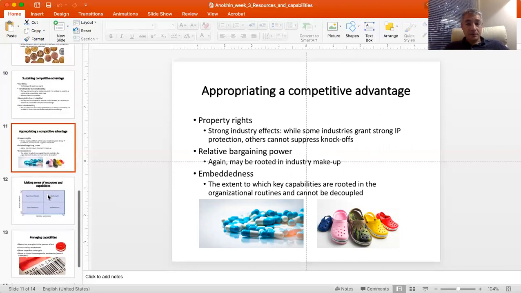And there are several things that contribute to the appropriability of your competitive advantage. Some of them have to do with the industry you're in, right? So think about property rights. Some industries offer very strong support. If you have a patent, you protect it. Think about the pharmaceutical industry. Sure, it takes billions of dollars and many years to develop effective drugs and obtain FDA approval for it, right? Multiple steps.